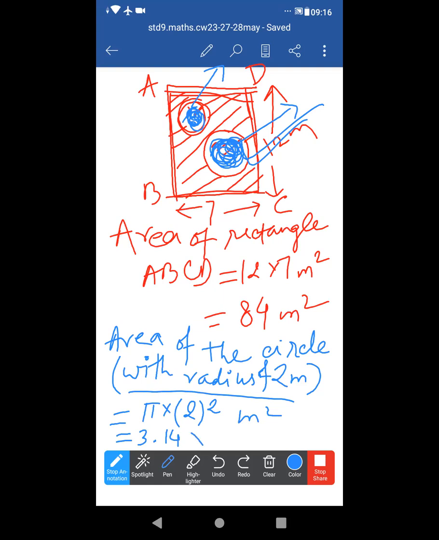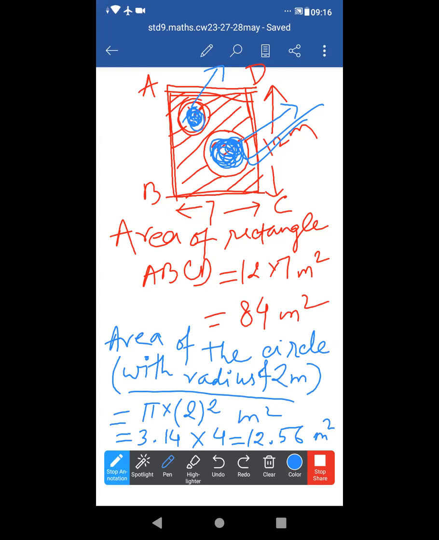3.14 into 2 square means what? 4. Now just do the calculation. I am not going to do it. 12.56. Answer is 12.56. Okay. Done up to this, all of you done though? Yes, ma'am. 12.56 answer.